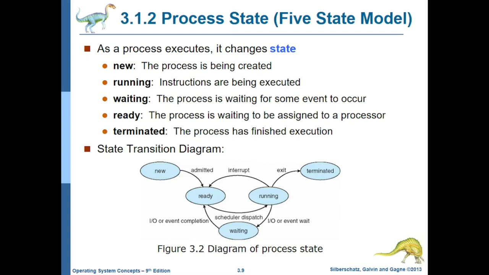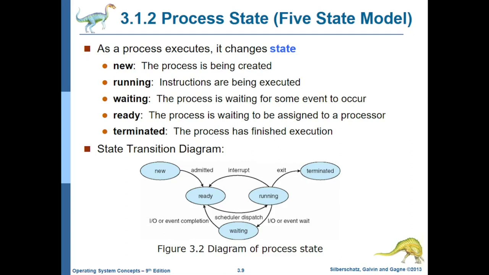The fifth state is the terminated. This means that the process has finished execution and is no longer needed by the operating system. For example, when your program has completed its task and exits normally or abnormally, it is in the terminated state.